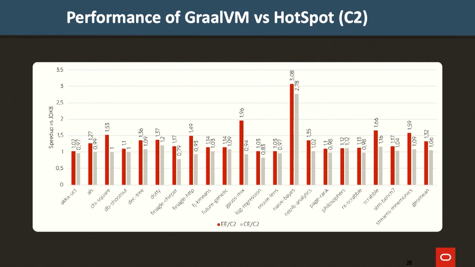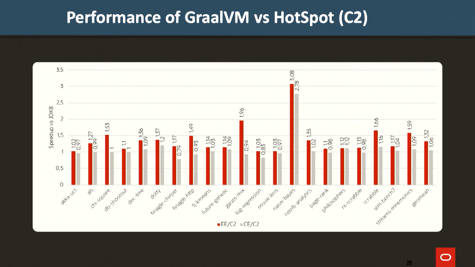Okay, so related to the question, this is the performance of GraalVM compared to HotSpot, which is the default compiler in OpenJDK. And this is the 21 benchmarks that were initially released in Renaissance. So you can see that on the far right, you have the geomean, and you can see that the Enterprise Edition is 32% faster than OpenJDK, and that the GraalVM Community Edition is 6% faster than OpenJDK, and there are also individual speedups. You can see, for instance, the big bar, it's an Apache Spark benchmark, Naive Bayes, which is 3x faster running on GraalVM.